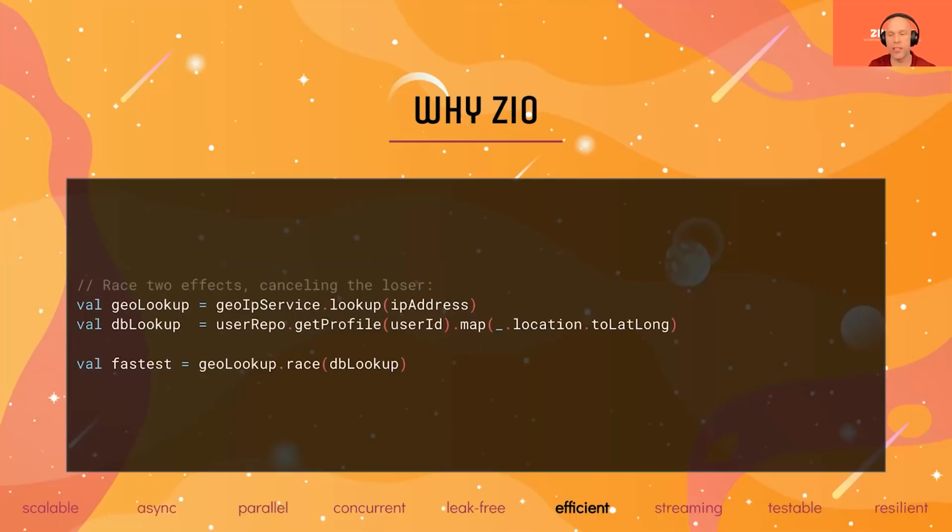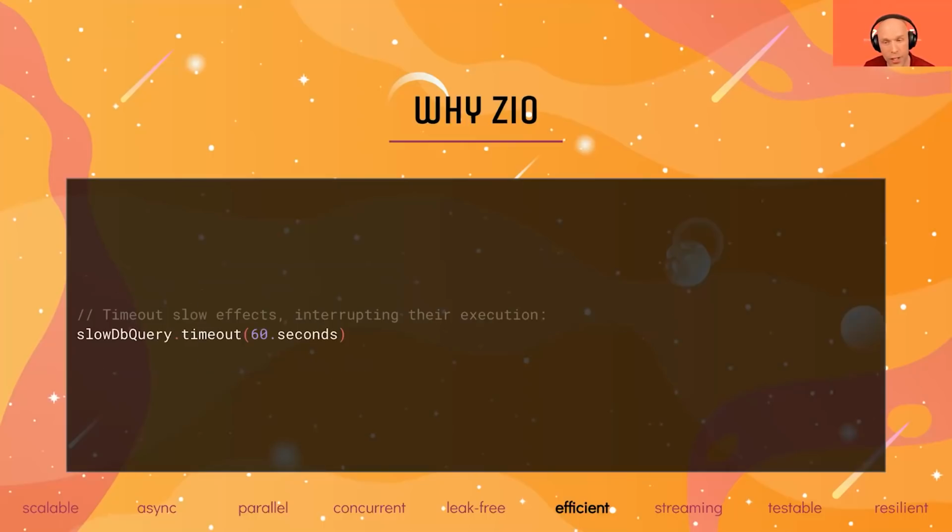An example of this is a race. Anytime you race two effects and you want to get back the first one, the loser of that race will be instantaneously canceled in a way that's still safe. So if that side acquired resources and it's canceled, then those resources will be released in the process of cancellation and wind down of that effect. In addition, anytime you time out an effect in ZIO, if that time elapses and that effect has not completed by that measure, then that effect will be canceled right away. And again, all resources that it acquired will be safely released.